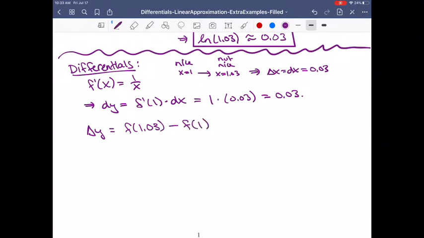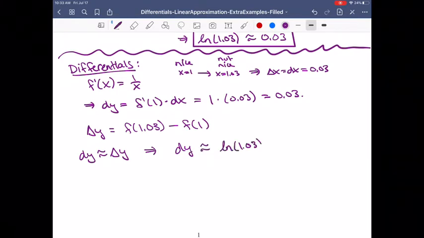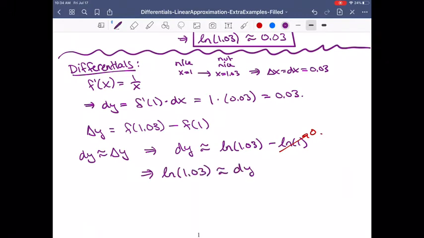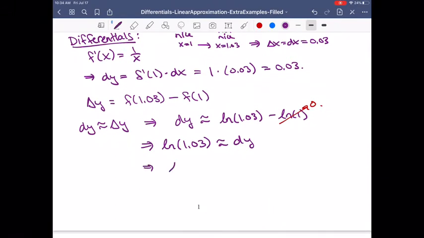Okay, now if dy approximates delta y, then that means that dy is approximately ln of 1.03 minus ln of 1. Actually, ln of 1 is 0, so I don't even need that. So that means here that ln of 1.03 is approximately equal to dy. And we just found that dy is 0.03. So ln of 1.03 is approximately 0.03. Okay, so that would be our approximation of this value.